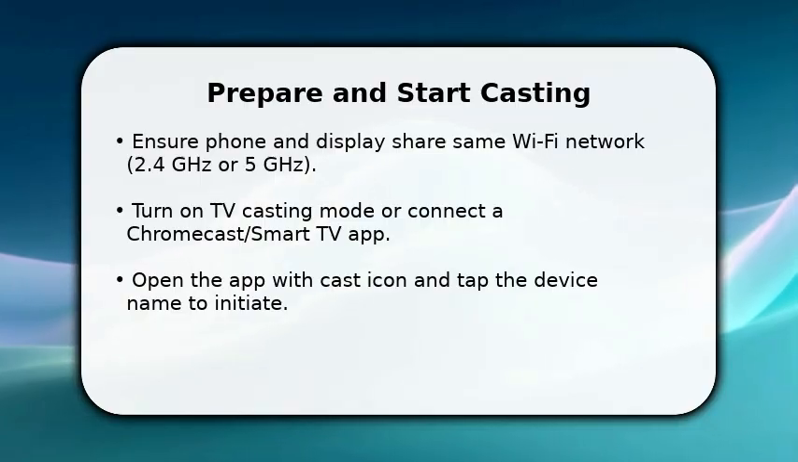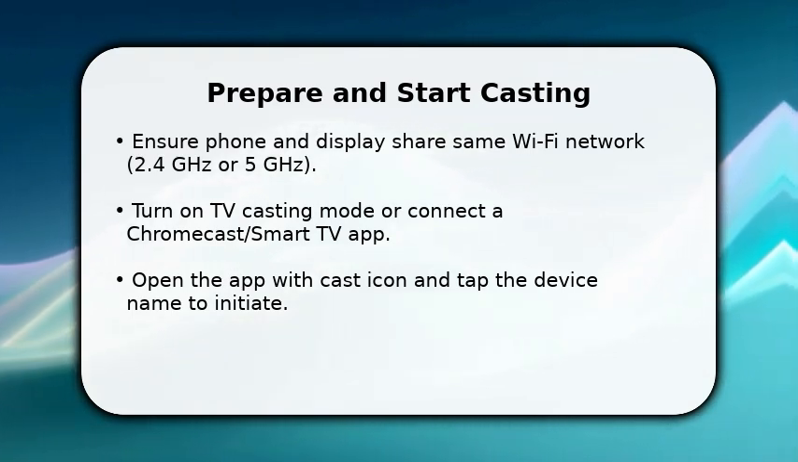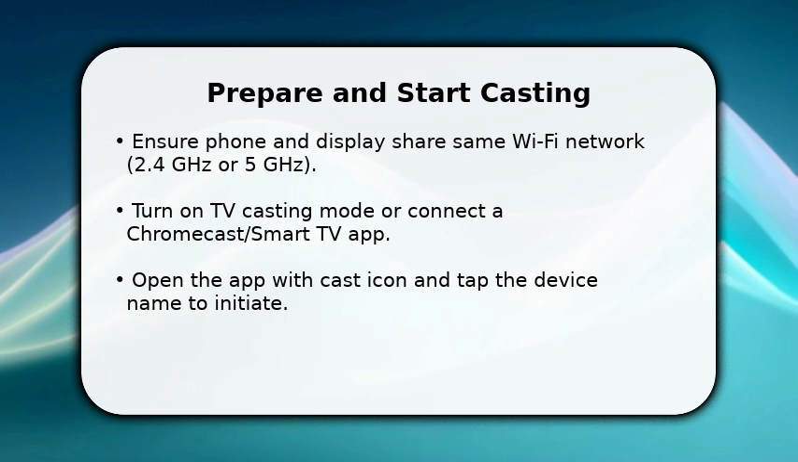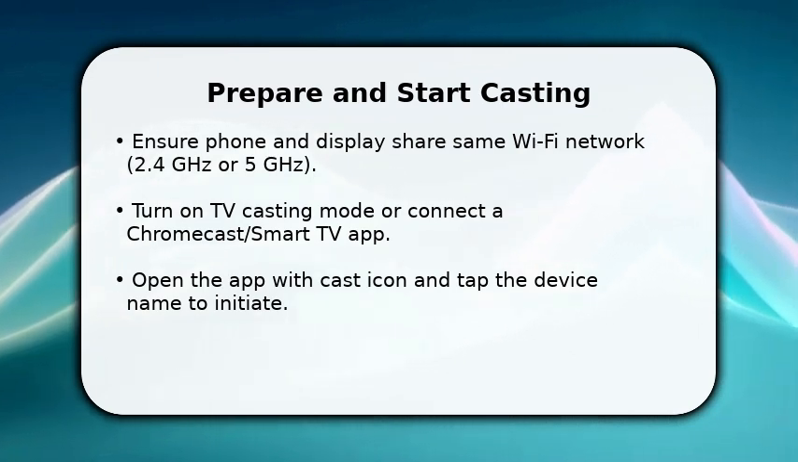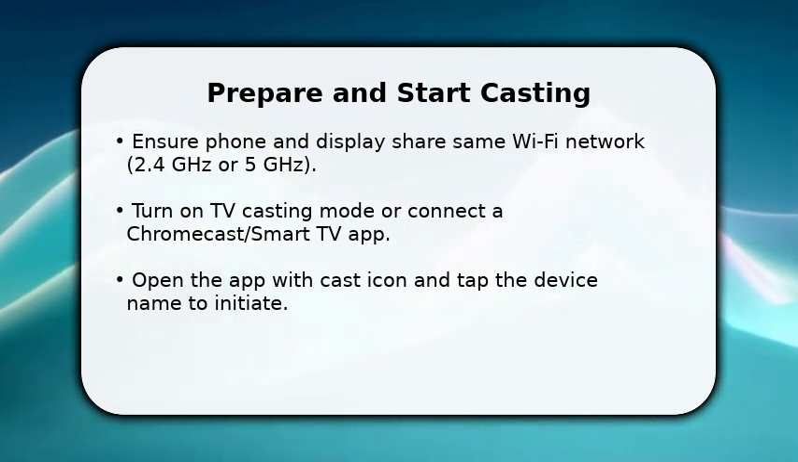You start by confirming prerequisites. Your phone and target screen must be on the same Wi-Fi network and the cast receiver enabled. Once done, open the app you plan to cast from and look for the cast icon. Tap it to list available devices. You do this now to establish a local session rather than relying on cloud syncing.